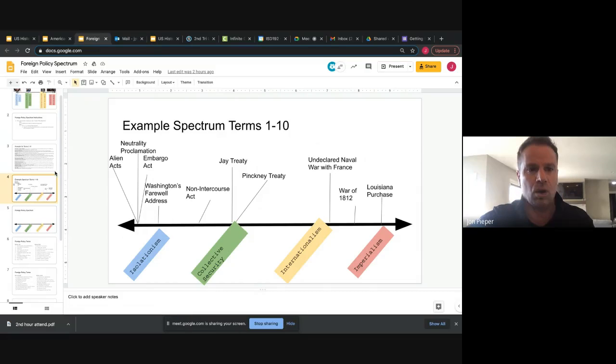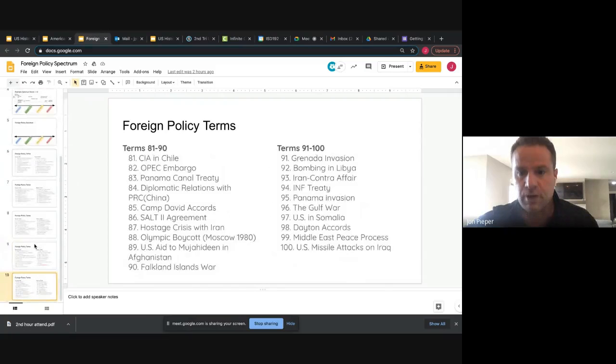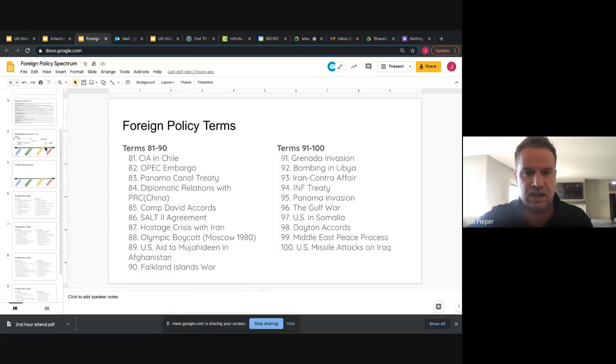So you've got 100 terms that you could use here, or if you're ambitious enough, please pick a foreign policy term of your own. Maybe it's something more recent. Maybe it's the United States involvement in the Paris Peace Accords. Maybe it's the United States involvement in the climate accords or the Iran nuclear deal. But you're going to research that enough to where you think that you can place it on the spectrum.